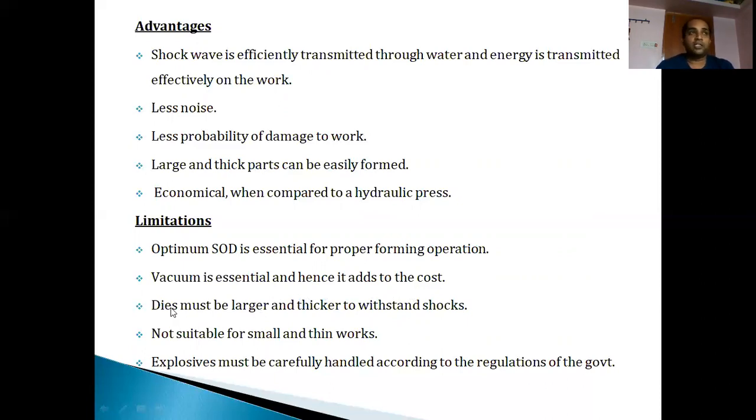The dies you use here should be larger in size, and so strong or thick that they can withstand the shocks produced. Otherwise, it may damage the die cavity too. If the die is damaged, the workpiece metal also gets damaged. So we use this only for thicker shapes, which means you cannot use small or thin cross-section materials. And the explosives should be used very carefully with safety conditions. This is regarding explosive forming using the standoff method.